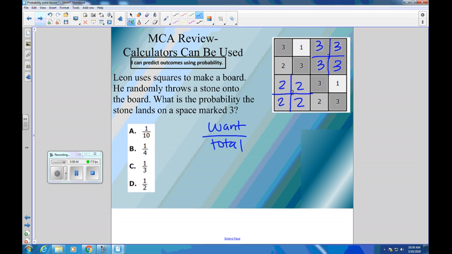So my total number of squares, if I count all these up, I get 16. Then I count how many 3s there are. 1, 2, 3, 4, 5, 6, 7, 8. 8 out of 16, which is the same as 1/2. So D is the correct answer.